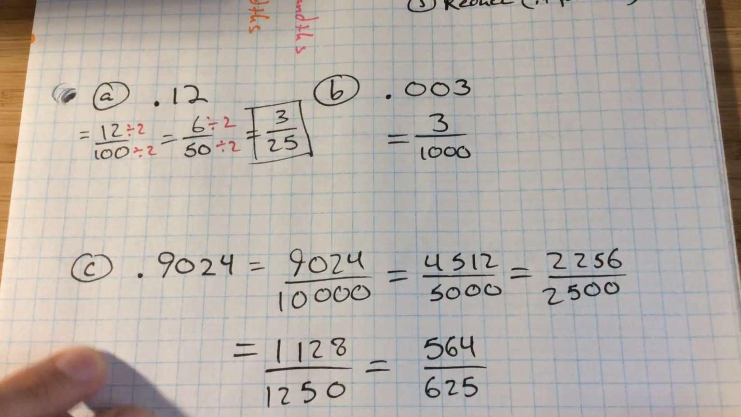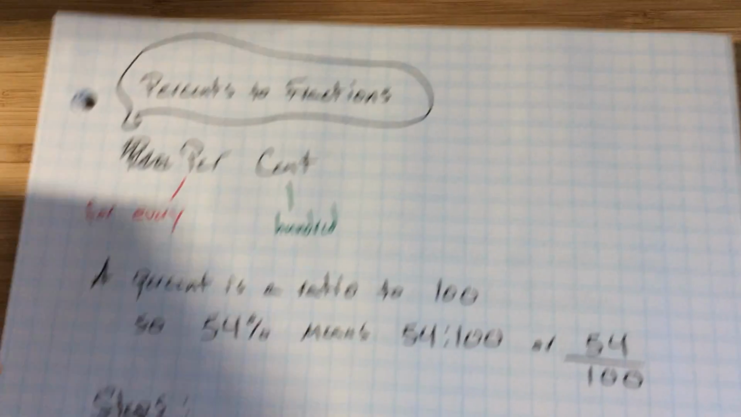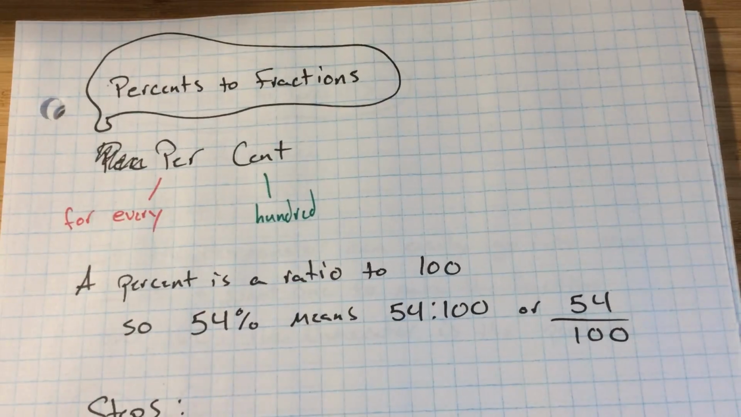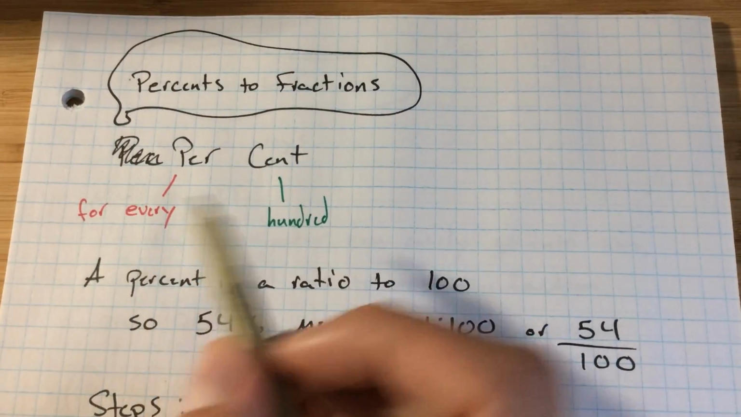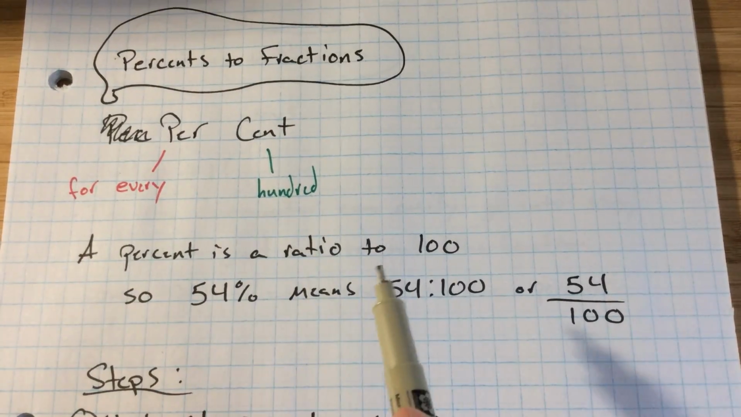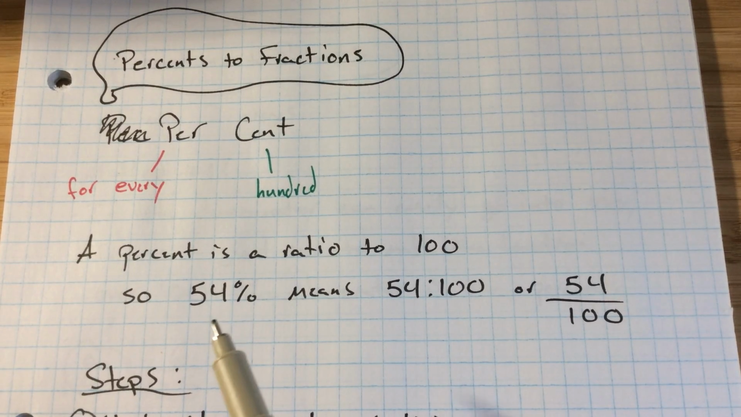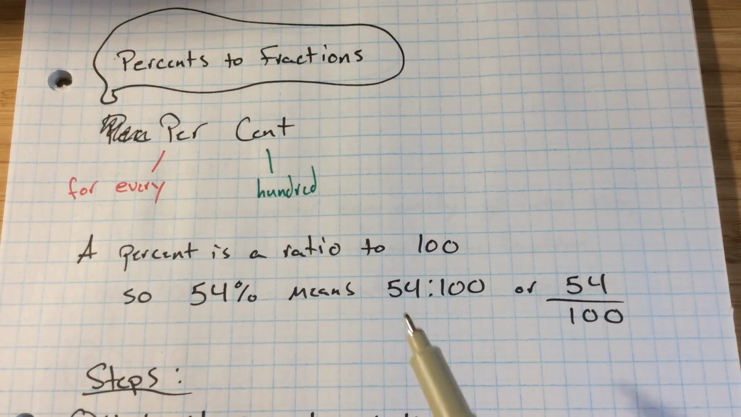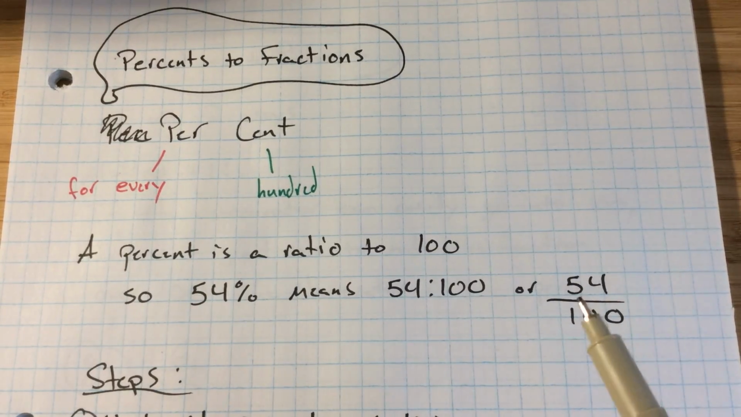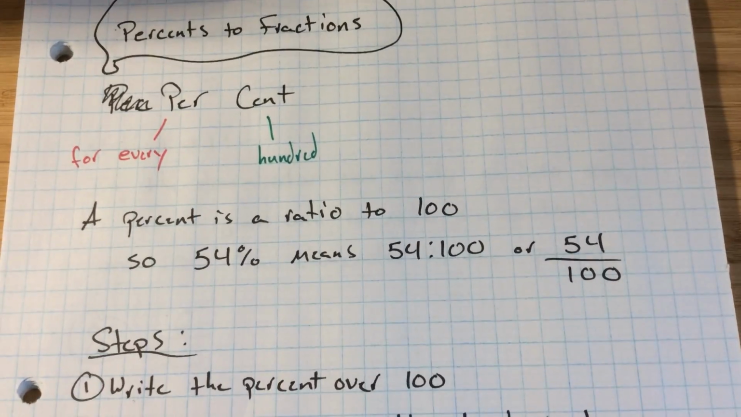All right, on to our next portion conversion here. We're going to talk about going from percents to fractions. So I want to remind you here that percent means for every 100. So what a percent is, it's really a ratio to 100. So when we say 54%, we're saying 54 out of every 100, or 54 to 100. Or as a fraction, 54 over 100. And guess what? That's exactly what we're going to do.